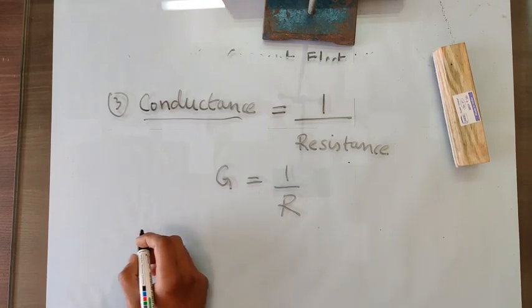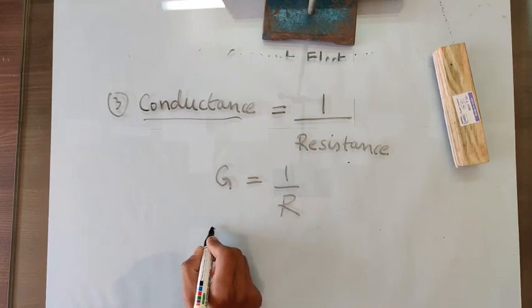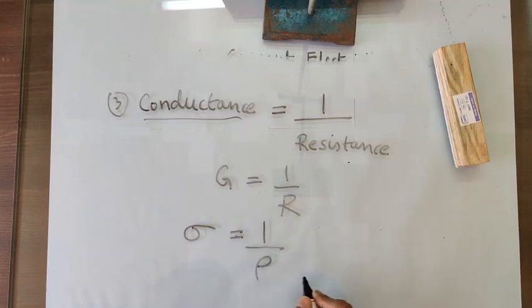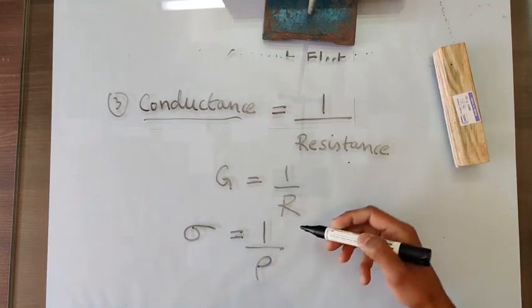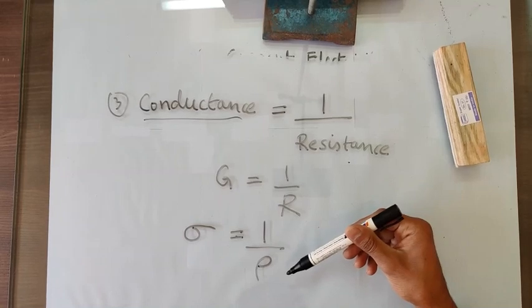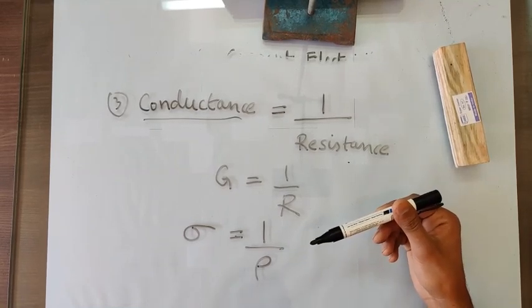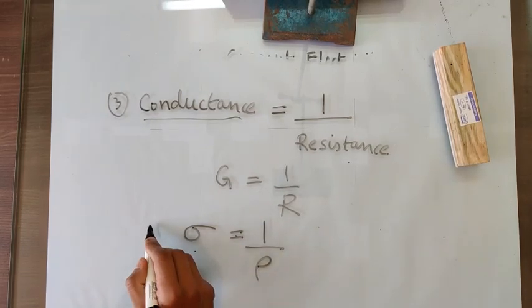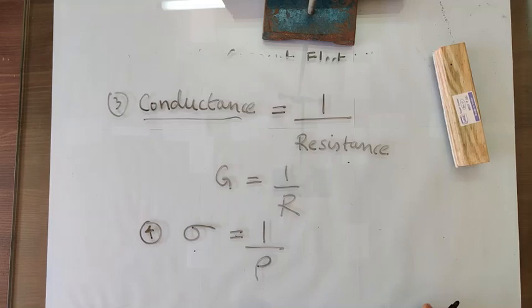Similarly, conductivity is the reverse of resistivity. The reciprocal of the resistivity of a material is called conductivity. It is denoted by sigma. This is our fourth basic definition.